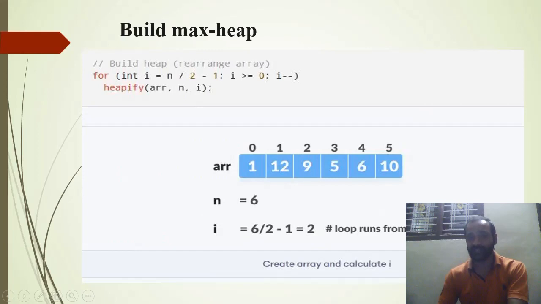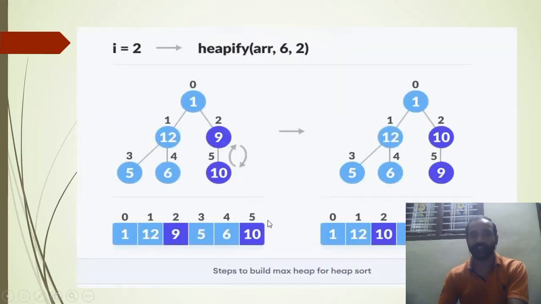Based on this array, we can construct the binary tree. The binary tree is like this: 1, 12, 9, 5, 6, 10. According to the heapify function, we should start from the second index, then the first index, then the 0th index. So now at the second index, compare with its children. 10 is larger than the current element, so we perform the swap. After swapping 9 and 10, 10 becomes the root and 9 becomes the child. In the same way, we can change the array also.